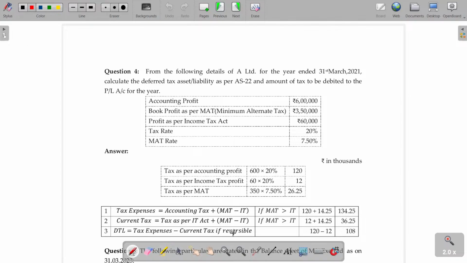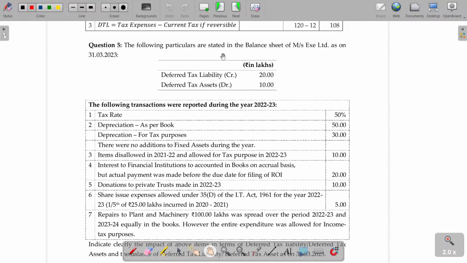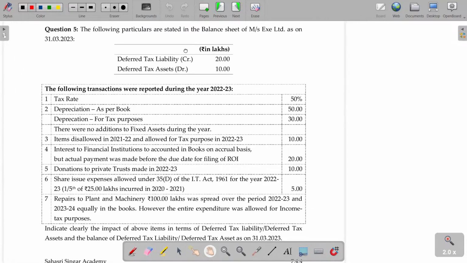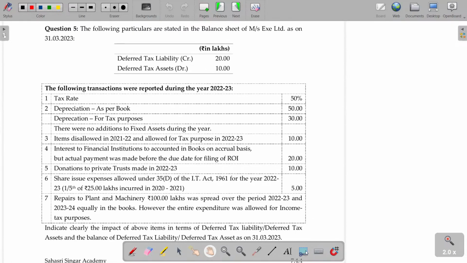Now question number 5. One of the comprehensive illustrations. Come on, join with me to solve this.